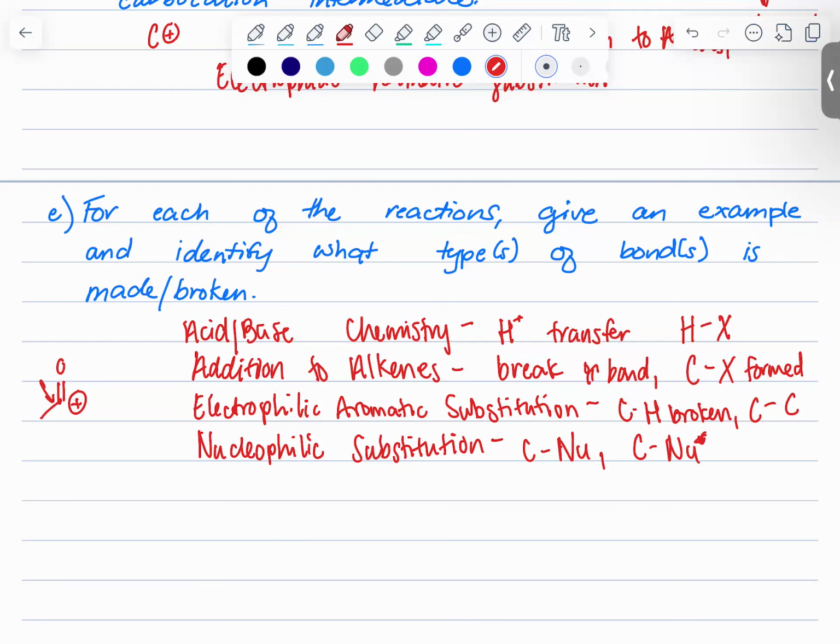And so sometimes our nucleophiles can be bromine, they can be cyanide. So we could see carbon-carbon bonds formed, we could see carbon-heteroatom bonds form, carbon-halide bonds form. There's a lot of options here.